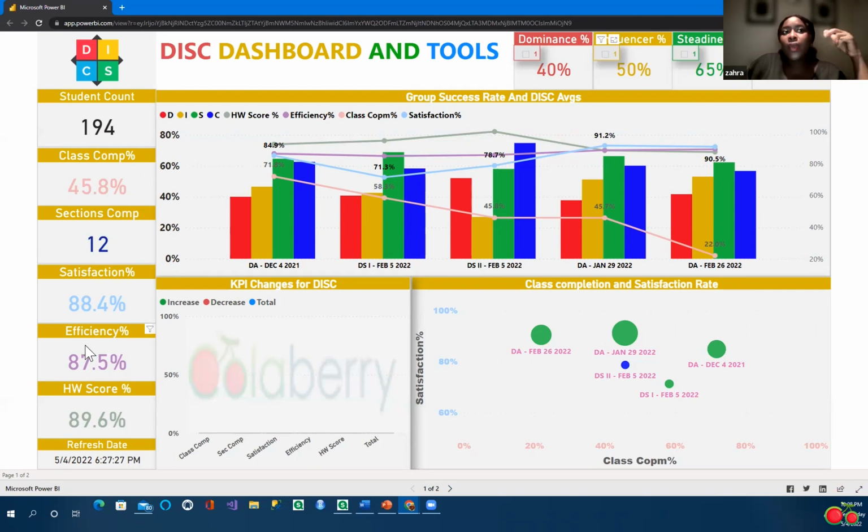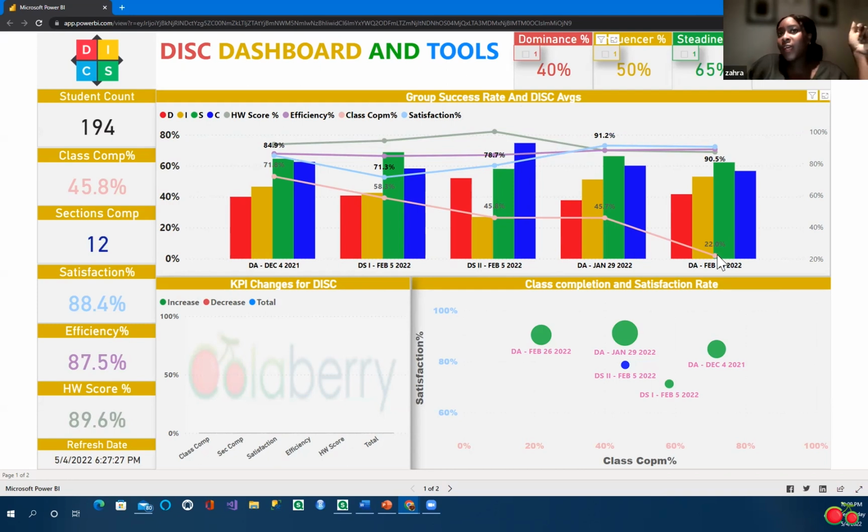And then you have your efficiency rating, which pretty much tracks how well you're working and how many assignments you're submitting. We saw this when we were in the boot camp, you would see your efficiency rating in your CRM. I know I track mine all the time. We also have the homework score, which is just a percentage of the homework score. So over here, you can see group success rate and DISC averages.